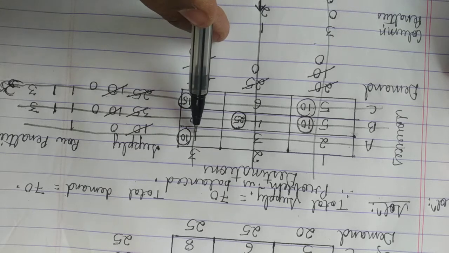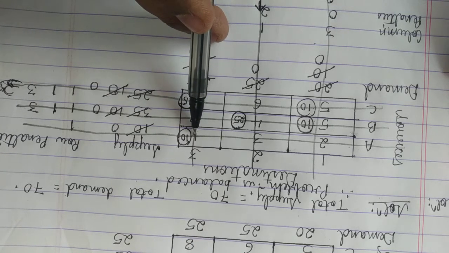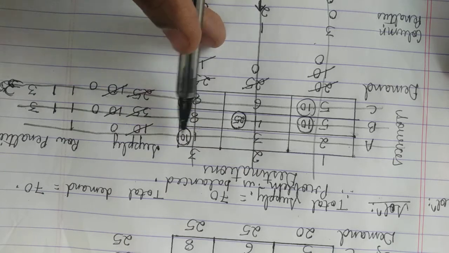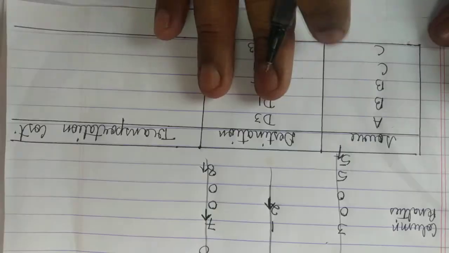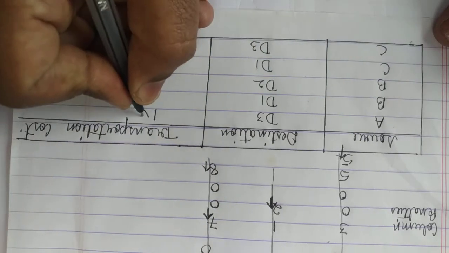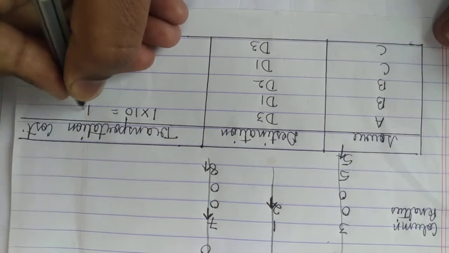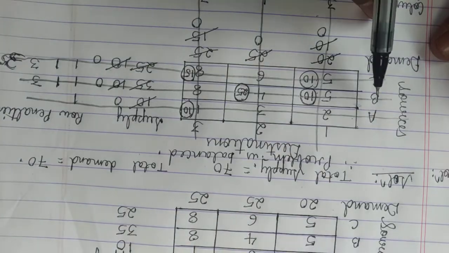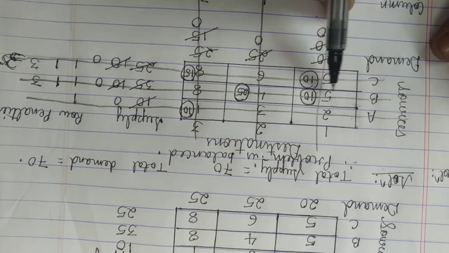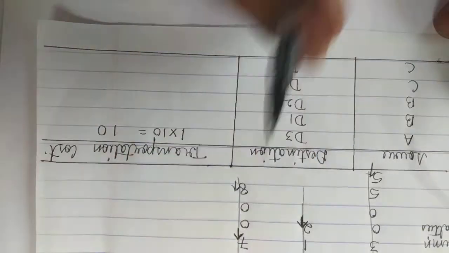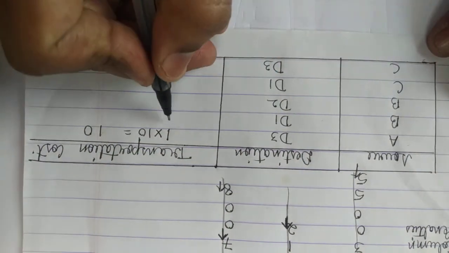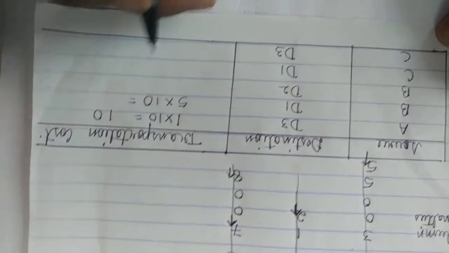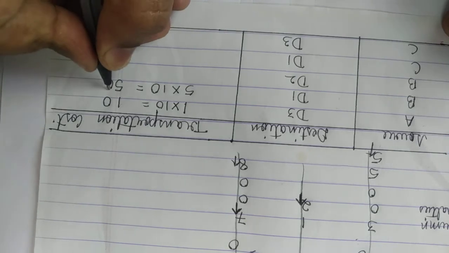See, for transporting one item, you are incurring 1 rupee. Total 10 items you are transporting, so 10 rupees you have to pay. That is 1 into 10. So from A to D3, the transportation cost is 1 into 10 equals 10. The next allocation is B D1, so it is 5 into 10. Similarly, you have to find out the other transportation costs and add up.